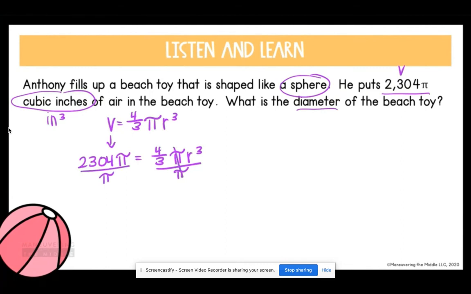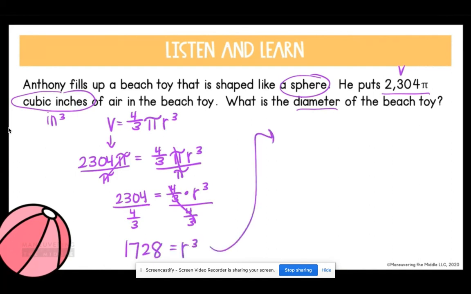But here on the right, any value over itself is just 1, so that cancels to 1. That also happens on the left. This will cancel to 1. So what I have now is 2,304 equals 4/3 times the radius cubed. Okay, so let's undo the multiplication of 4/3 and divide both sides by 4/3. This will reduce to 1, and 2,304 divided by 4/3 is 1,728.